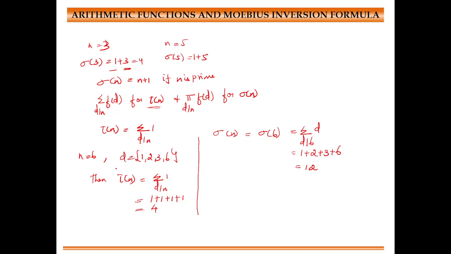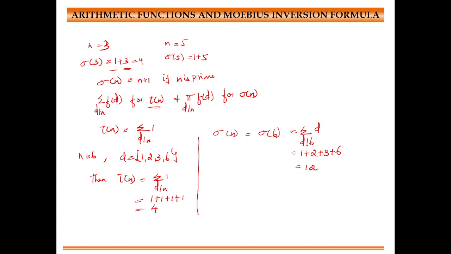If it is small positive integers, then we can compute tau of n and sigma n in an easy manner. If we have a large number, it is difficult to find all the divisors. If we want to find tau of n and sigma n for a large number, first we write the positive integer into its prime factorization.